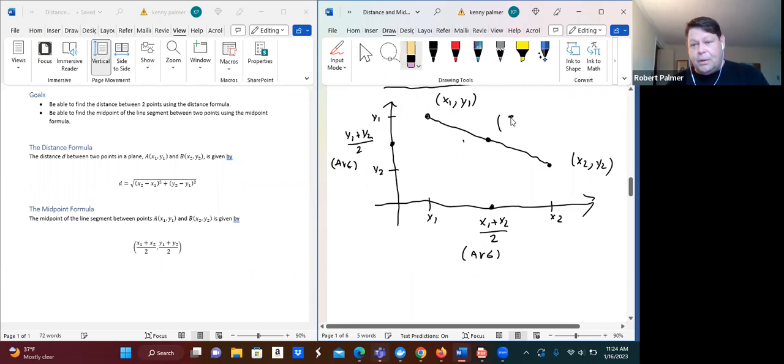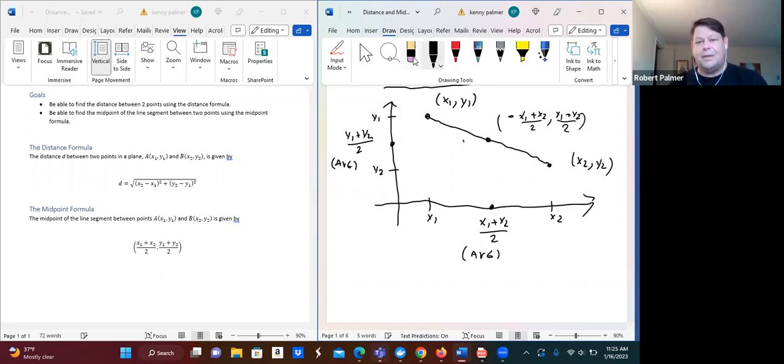But anyway, this point in the middle is x1 plus x2 over 2 and y1 plus y2 over 2. Okay, and that then is our midpoint.